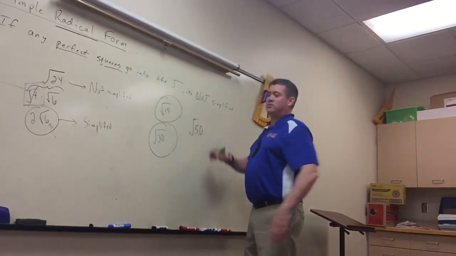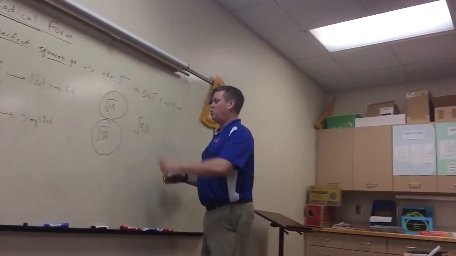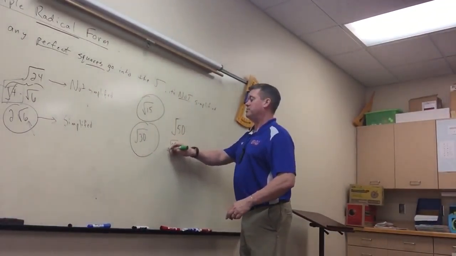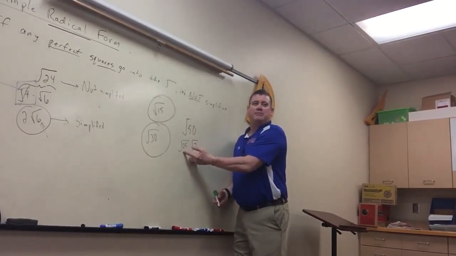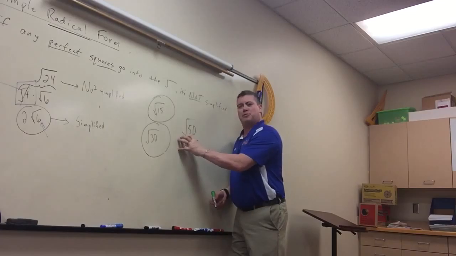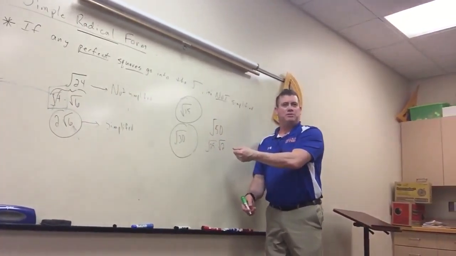Square root of 50, is this simplified? No, because which perfect square goes into it? 25, how many times? 2. So you write the two numbers like that, and you don't have to put the perfect square first, it's just, when they write them out, they always put the perfect square first.